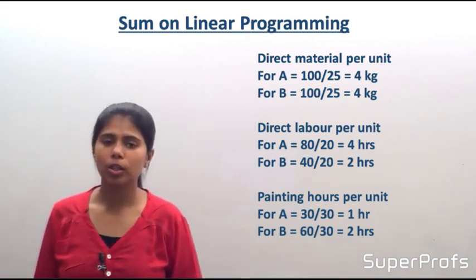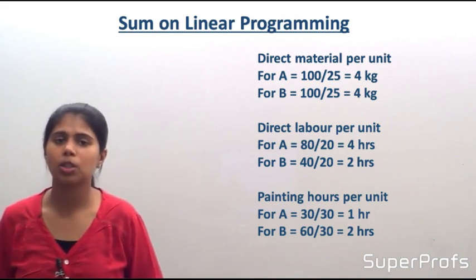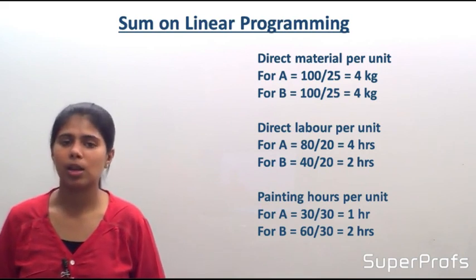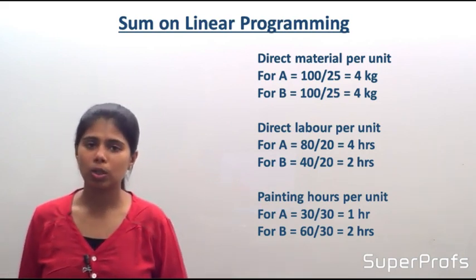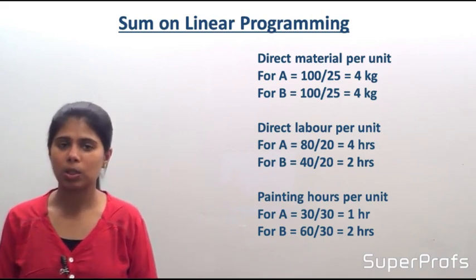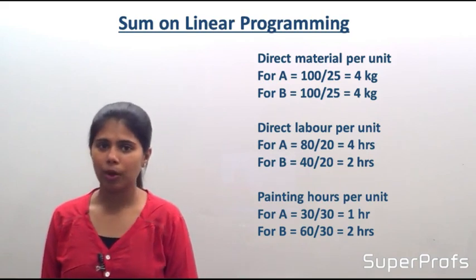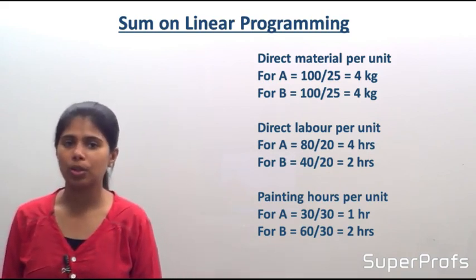Direct labor per unit, we computed in the same manner. 80 rupees was the labor cost per unit, 20 rupees was the per hour cost. So 80 divided by 20 will give me the number of hours required in product A. So per unit of product A requires 80 by 20, 4 hours of direct labor. Similarly, for product B, it is 40 by 20, so 2 hours required for 1 unit of product B.